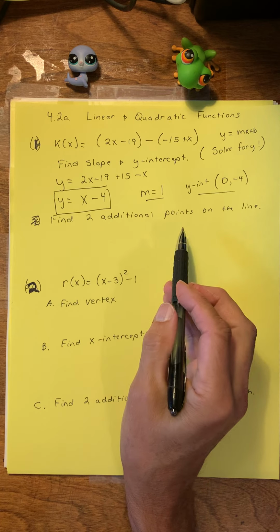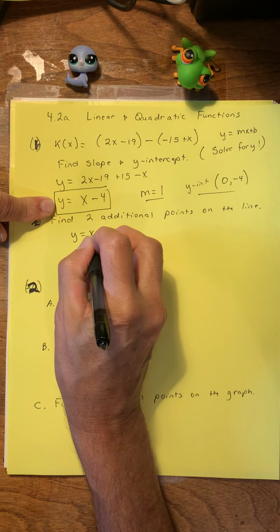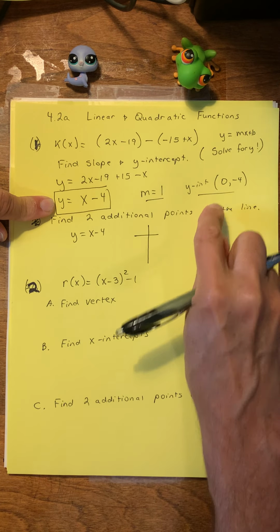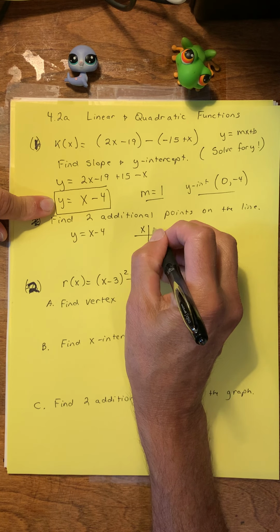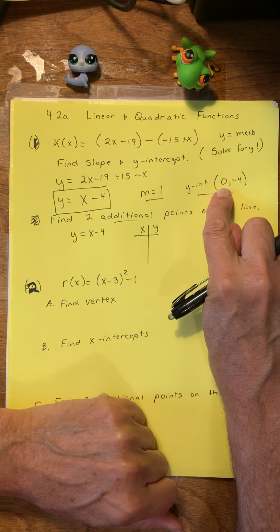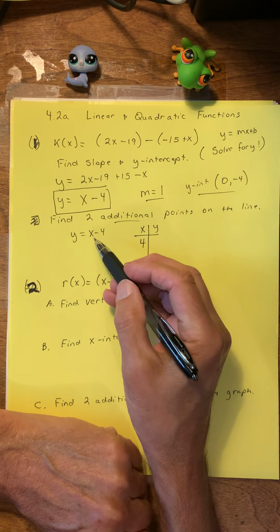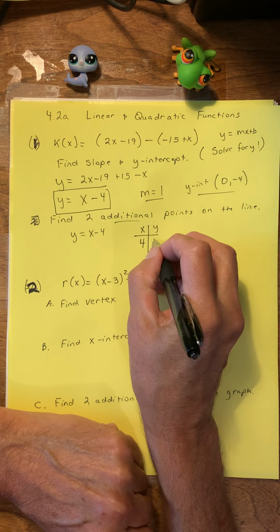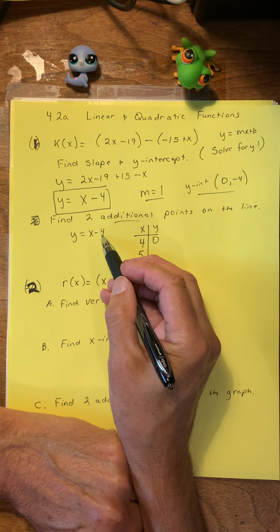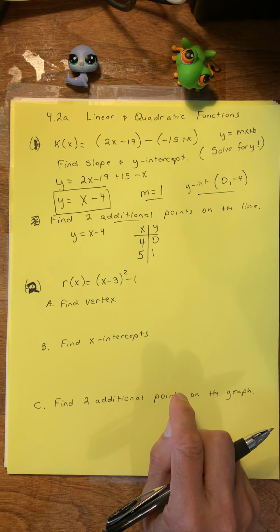All right, find two additional points on this particular line, y equals x minus 4. I need two more points. They don't want the y-intercept. They want two additional points. So I've got to pick something for my x other than 0. So let me pick 4, for instance. 4 minus 4 is 0. Let me pick 5. 5 minus 4 is 1. I've got two additional points. That's all I'd ask for.